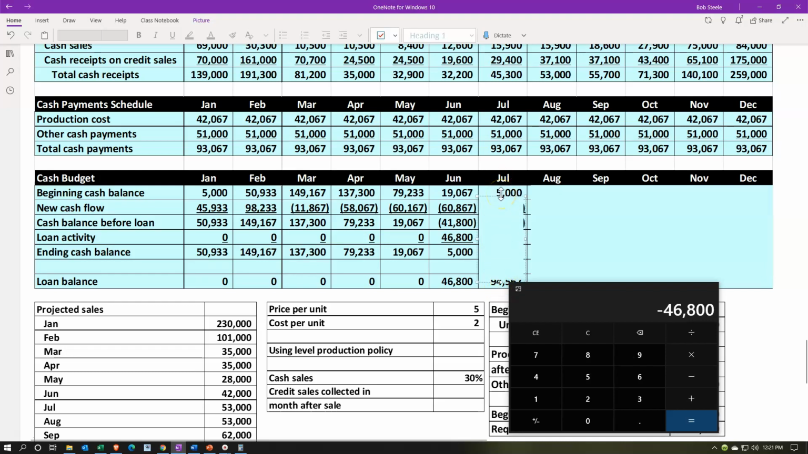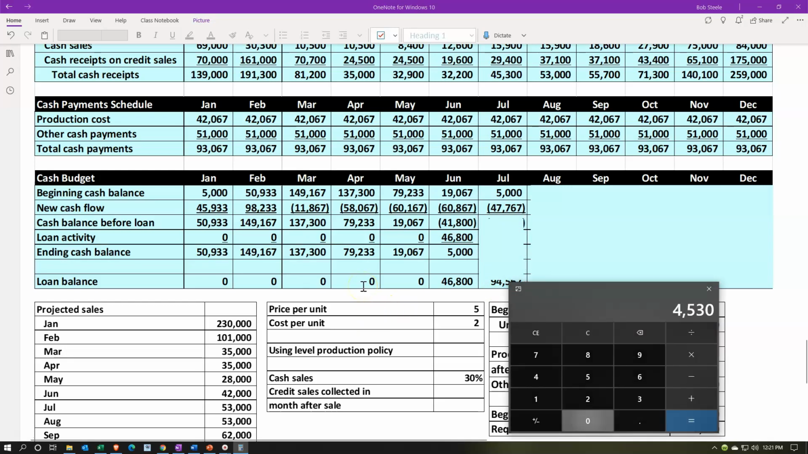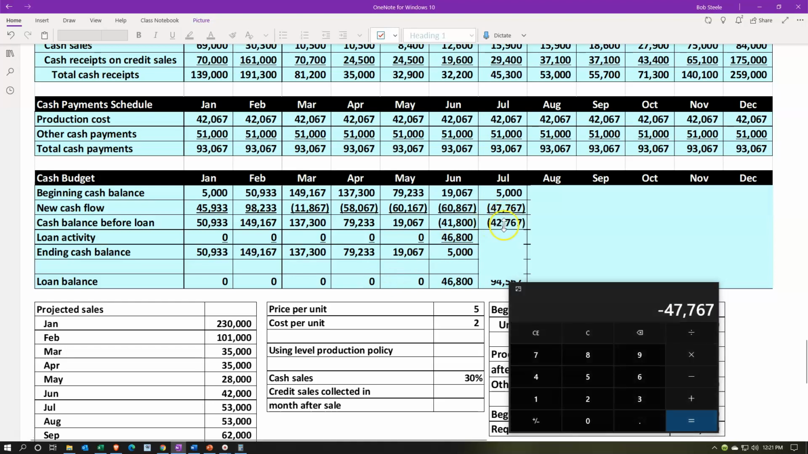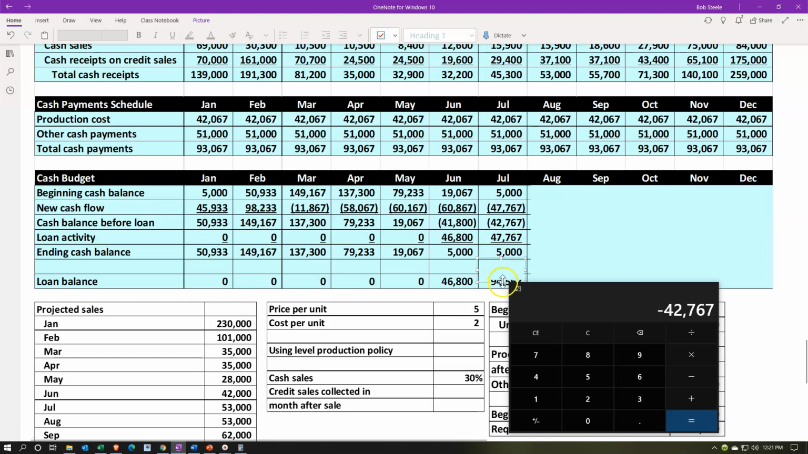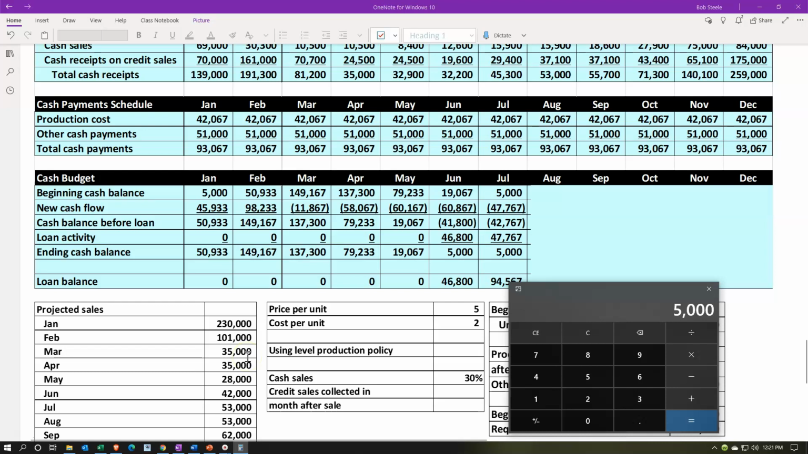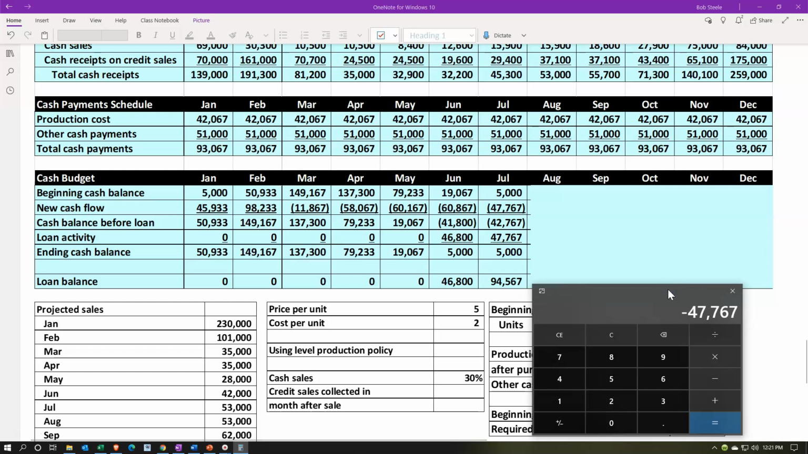All right, then we're going to say 5,000 is our beginning balance. Now we have, again, a big loss here. So 45,300 minus the 93,067. And if I add that to our beginning balance that we had because of the loan of the 5,000, that's going to give us the 42,767. Once again, we're going to need another loan to get us back up to that 5,000 minimum balance. So I'm going to say minus 5,000 means we need 47,767 to take out in the loan to get us to that 5,000 minimum balance. So that brings us back to the 5,000 minimum balance. And now our loan amount was at 46,800.